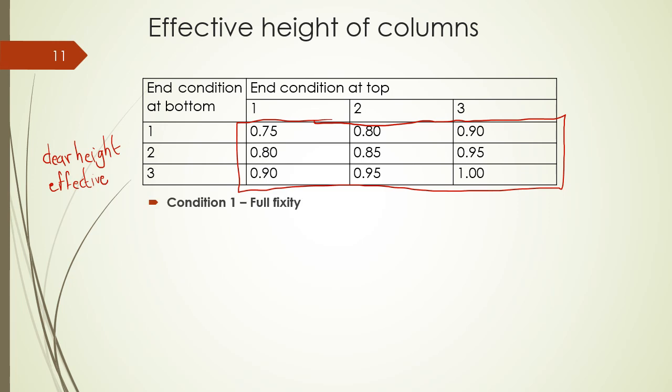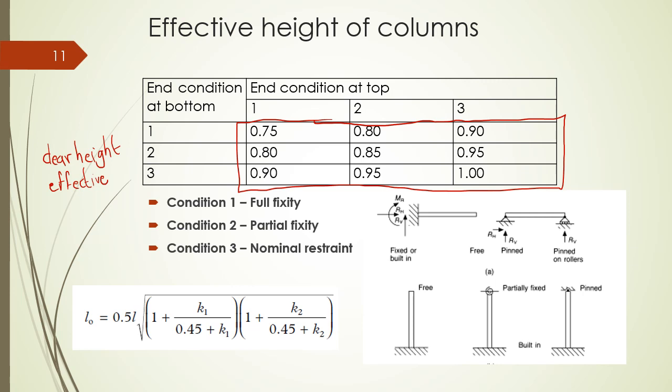Condition 1 is where we have full fixity. Condition 2, we have partial fixity. And condition 3, we have nominal restraint. And this, of course, will affect the effective length. This is a simplified way of achieving the effective height from the clear height, but in essence, you could calculate the effective height using the stiffnesses of the adjacent members. For this lecture, we'll stick just to this, and this could be considered for your further reading.